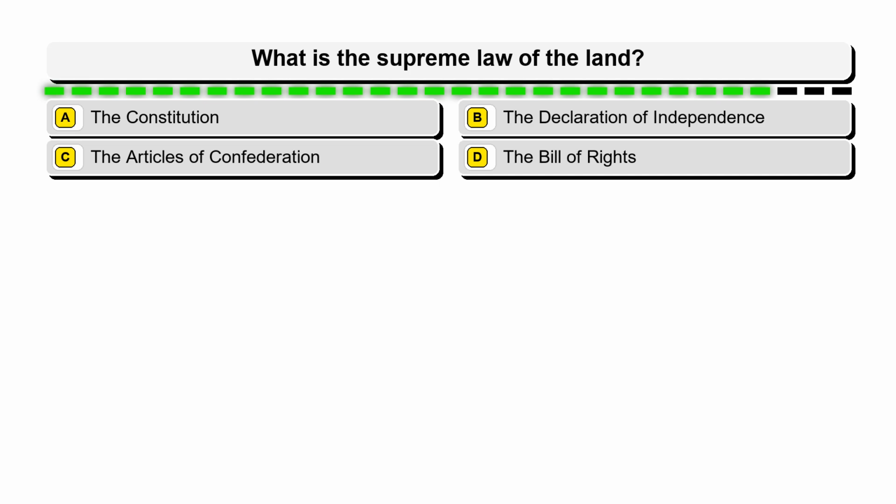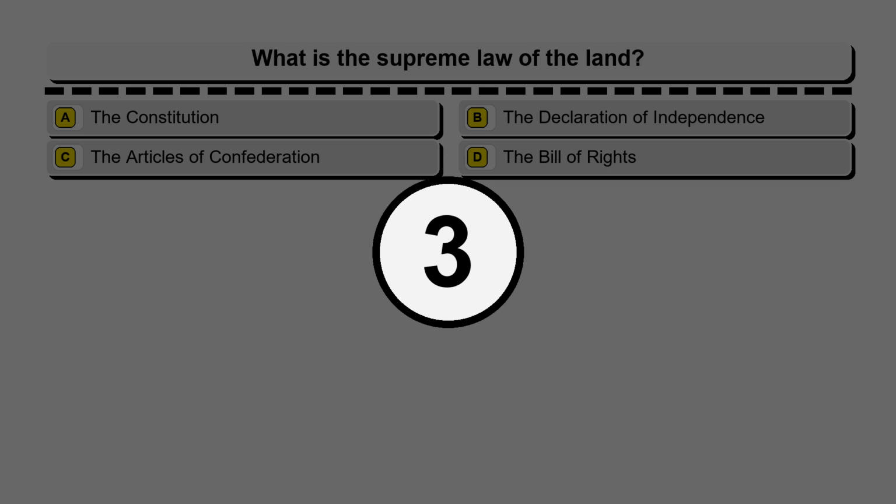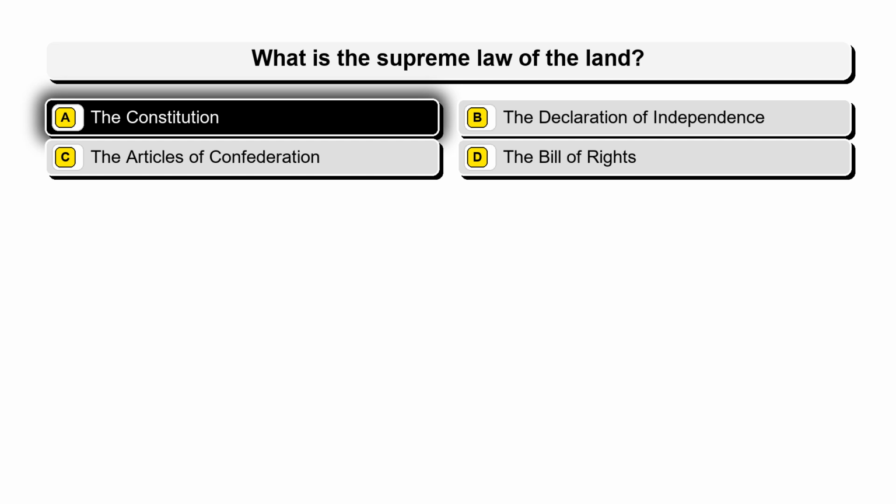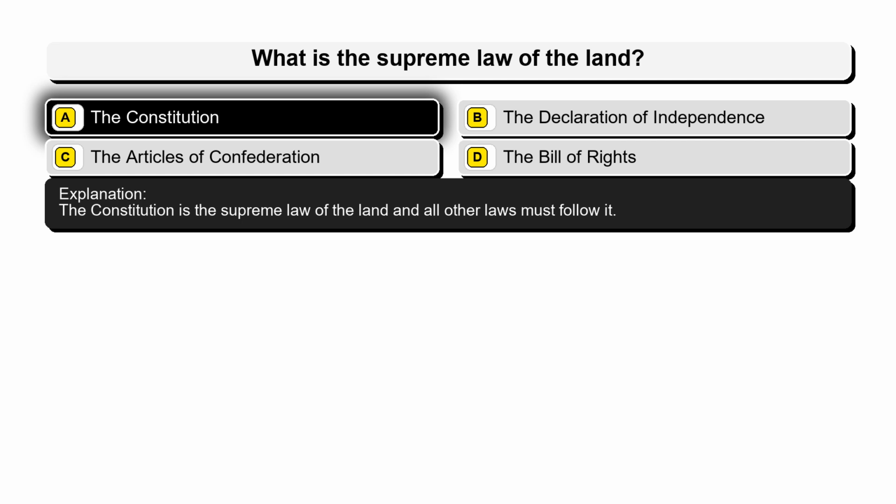Question 107. What is the supreme law of the land? Option A, the Constitution. Option B, the Declaration of Independence. Option C, the Articles of Confederation. Option D, the Bill of Rights. The correct answer is option A, the Constitution. The Constitution is the supreme law of the land and all other laws must follow it.